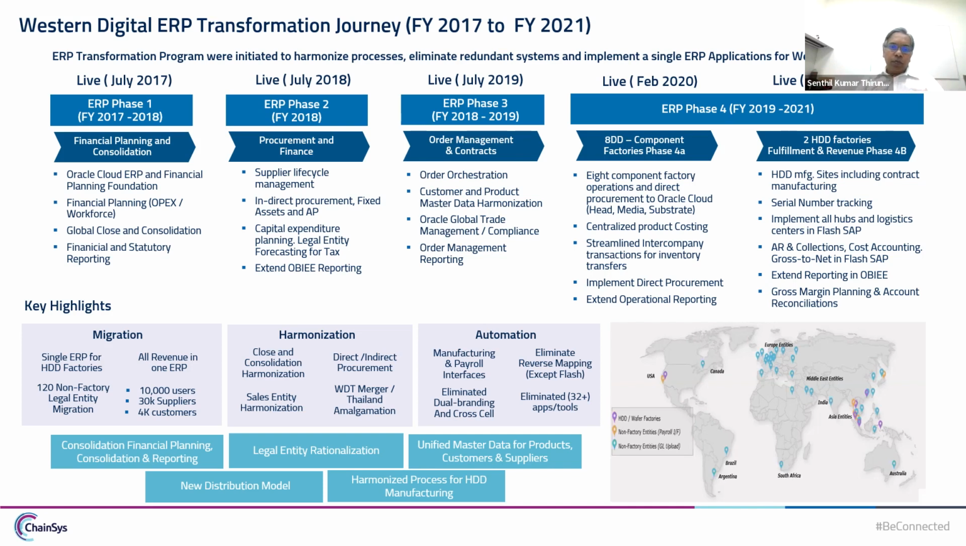So we came up with a roadmap. We had to do a lot of process re-engineering as we went through this journey. We had to come up with a new chart of accounts for the company, and a new cost center structure. The customer master has to be harmonized, and the supplier master has to be harmonized.